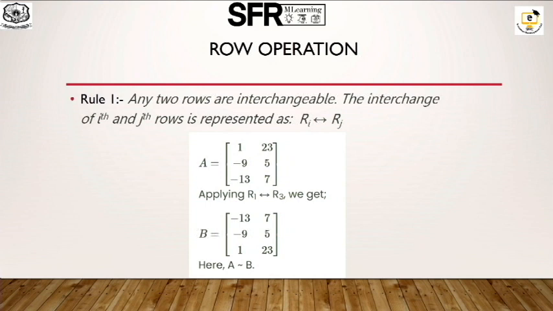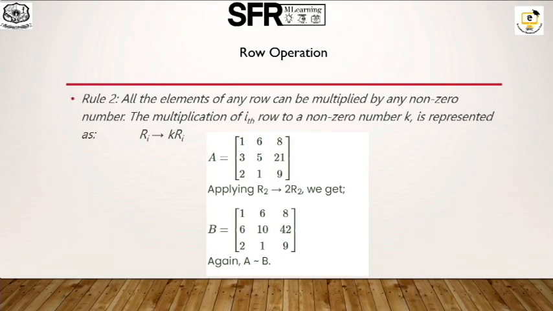That is, we are applying the row operation rule 1, that is any 2 rows are interchangeable, or we can say that we can swap any 2 rows, that is Ri is interchanged with Rj. In this example, we are just changing R1 into R3. Then in rule 2, all elements of any row can be multiplied by any non-zero number.